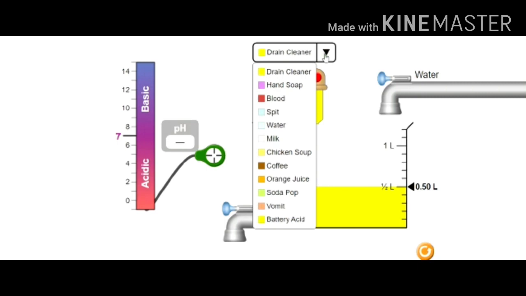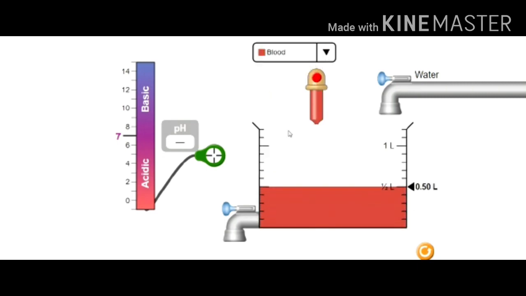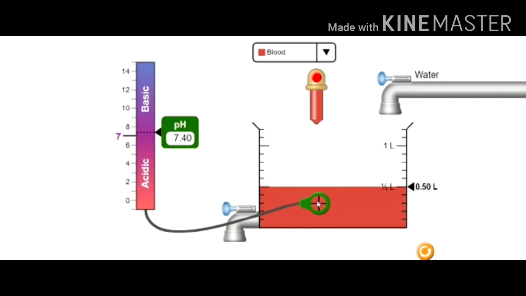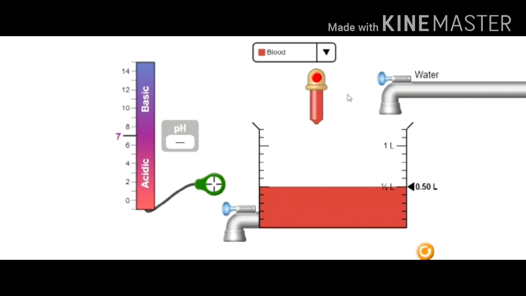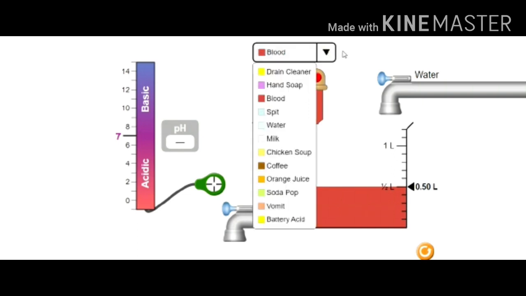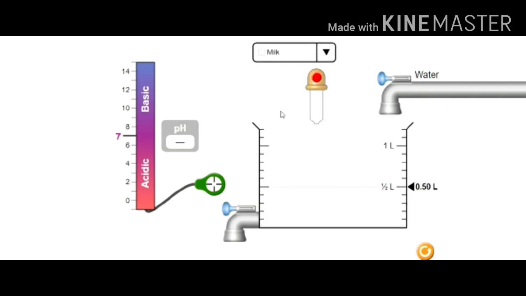And one more I am going to take, that is our blood, which is an important body fluid. Now let us check the pH value of blood. So I am putting the device once again. See, the pH value is 7.40. That means it is slightly alkaline or basic in nature. Blood is slightly basic in nature, that is more than 7, that is 7.40.